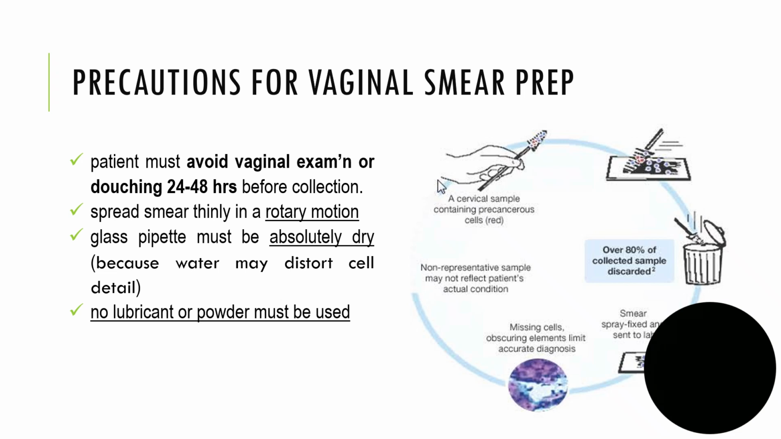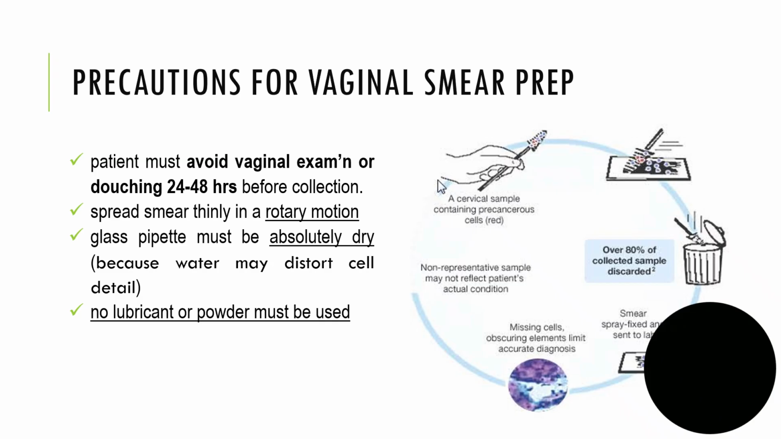Douching washes away surface cells and can disturb the flora, while a vaginal examination can cause cellular trauma and bleeding that confounds interpretation. As for the smearing technique, you should spread the smear thinly using a rotary motion, because thick smears trap cells in layers, preventing adequate fixation and staining penetration.